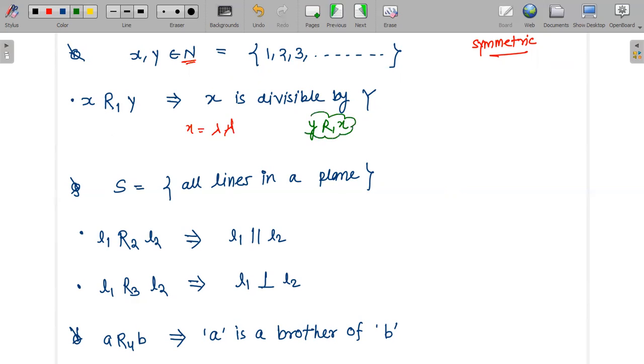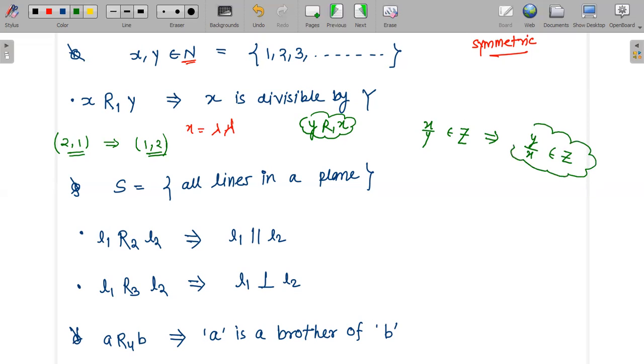That is what I want to convey there. You know that 2 is divisible by 1. So can you say that 1 will be divisible by 2, if (2, 1) is a particular element there? So will (1, 2) also be associated with the relation R1? If yes, then your relation is symmetric. But this is not possible. As we know, if x divided by y is an integer, that means y divided by x is not possible to give us an integer. Except in some special case when x and y take the same values, this is not possible.